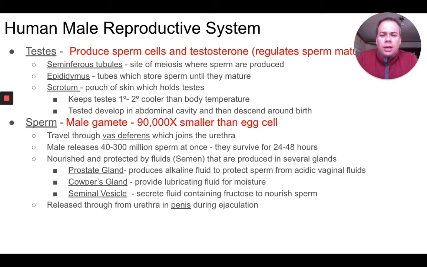The prostate gland produces alkaline fluid with a high pH that helps protect the sperm from the more acidic fluids of the vagina. The Cowper's gland provides fluid for moisture. The seminal vesicle secretes nutrients the sperm are going to need as they attempt to make their journey to the egg cell. So this mixture of sperm cells along with these fluids is what's called semen. And during sexual intercourse, semen is ejaculated through the penis, deposited into the female reproductive tract, into the vagina, where those sperm cells start to make their journey to the egg cell.